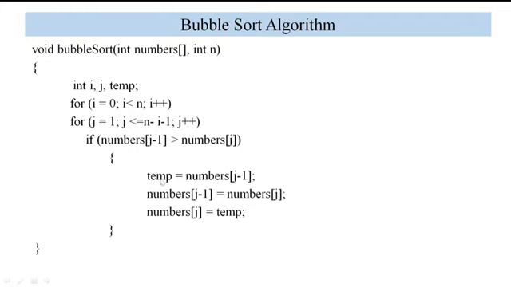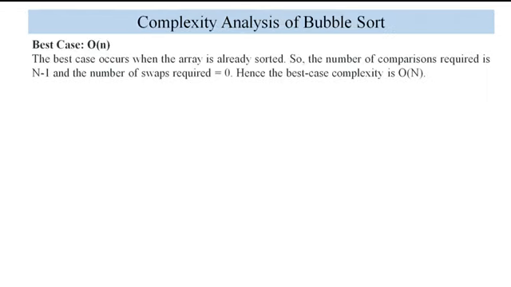Once it is done for j is equal to 1, next time it will increase j by 1, that is, j will become 2. So again this will execute, and the second and third elements will be compared. In the next iteration the third and fourth elements will be compared, and at last the second last pair will be compared. So that is how this algorithm will work and it will complete.